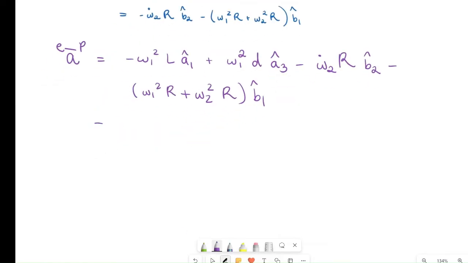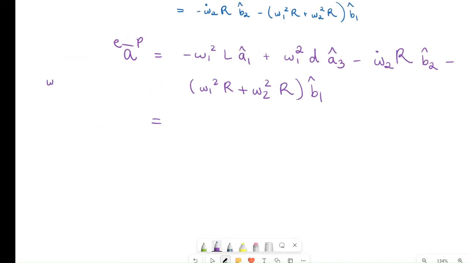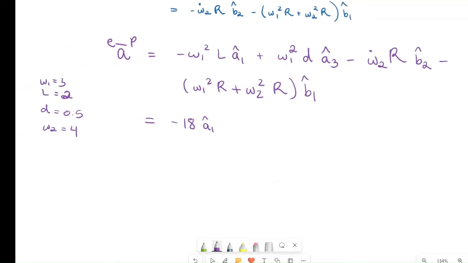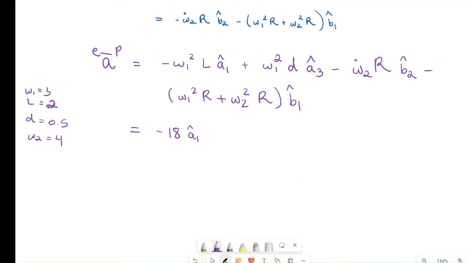Okay, and then we can plug in our values. We have omega 1 equals 3, L equals 2, D equals 0.5, and omega 2 equals 4. So negative omega 1 squared L is negative 18. And then omega 1 squared D is 9 divided by 2, which is 4.5 A3 hat.